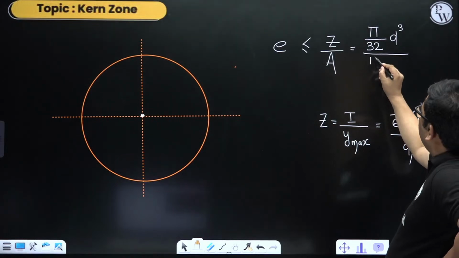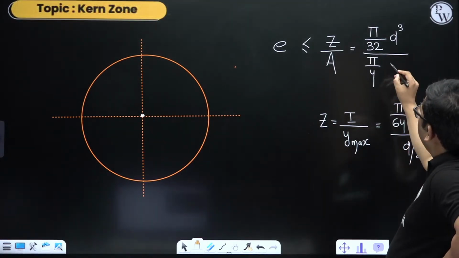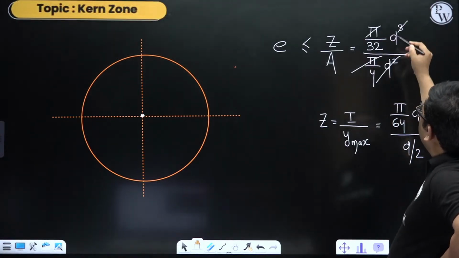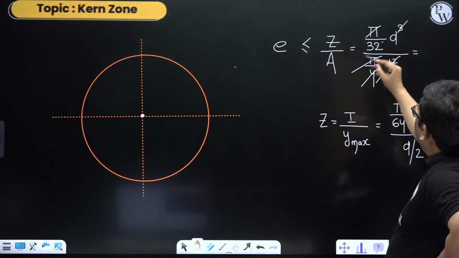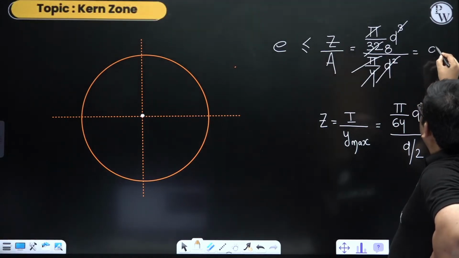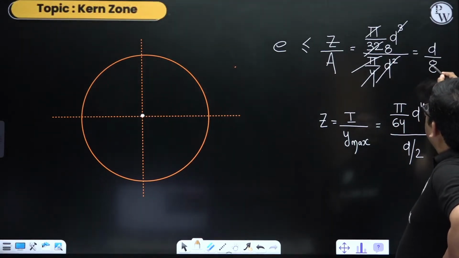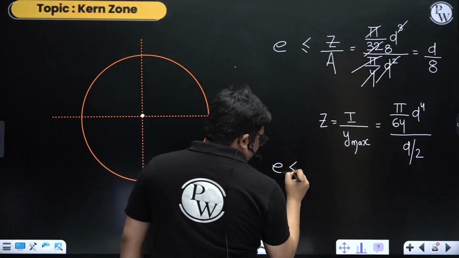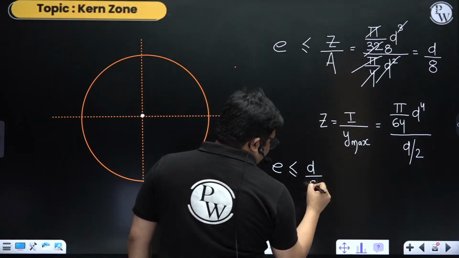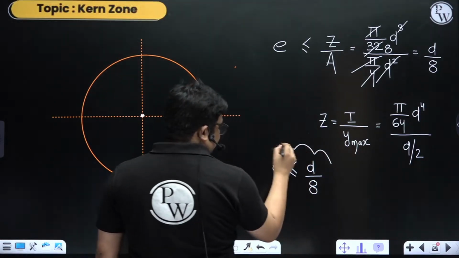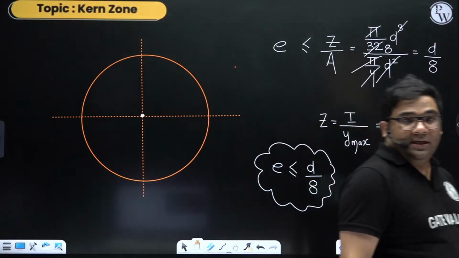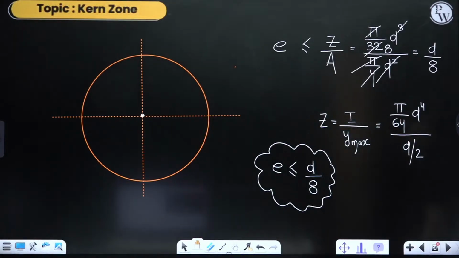What is the area? Pi by 4 d square. Pi gets cancelled, this gets cancelled, we get a d, and this is what? D by 8. Yes. That means when the eccentricity is less than or equal to d by 8, then there will be no tension developed in the column, right?